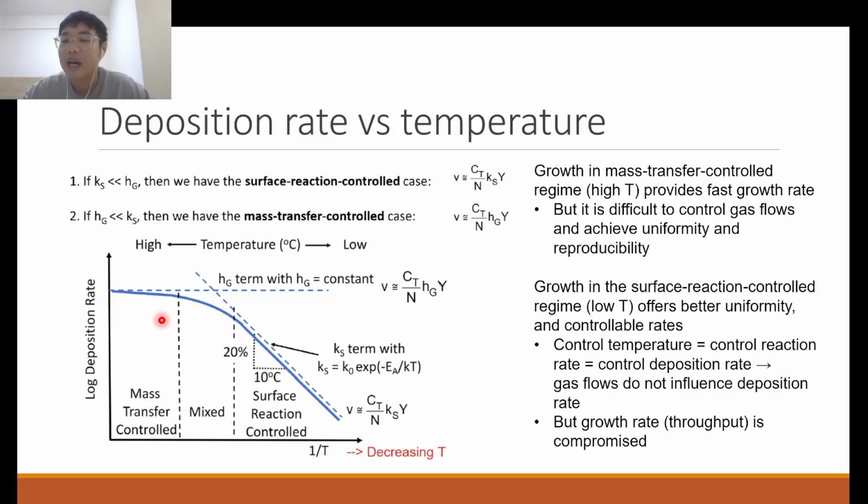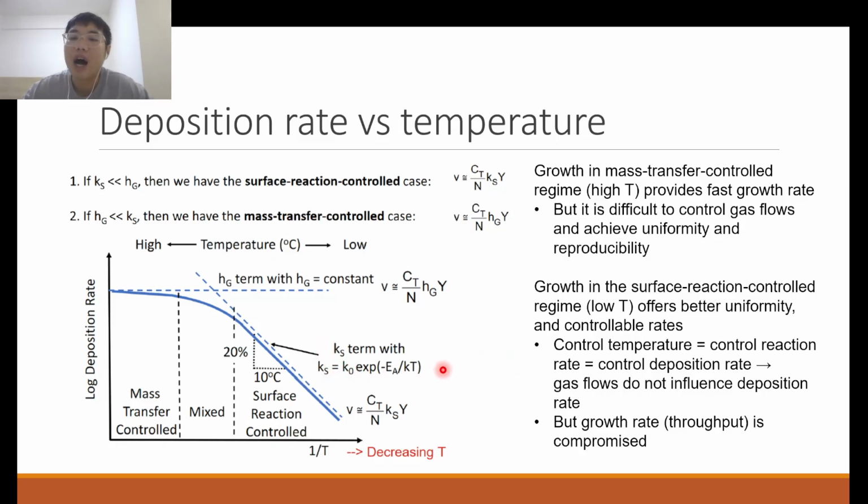And this is not desirable, because it's more difficult than it sounds to control the flow rates of gases in a three-dimensional chamber. So the result is that there could be poor uniformity across the wafer, between wafers, between batches. So we actually want to operate within the surface reaction control regime, where the gas flow rate at one end of the chamber versus the other, or in one batch versus another batch, does not really influence the overall growth rate. What determines the overall growth rate is the surface reaction, which is a function of temperature, which is more easily controlled. We can have uniform heating elements below the wafer and things like that.